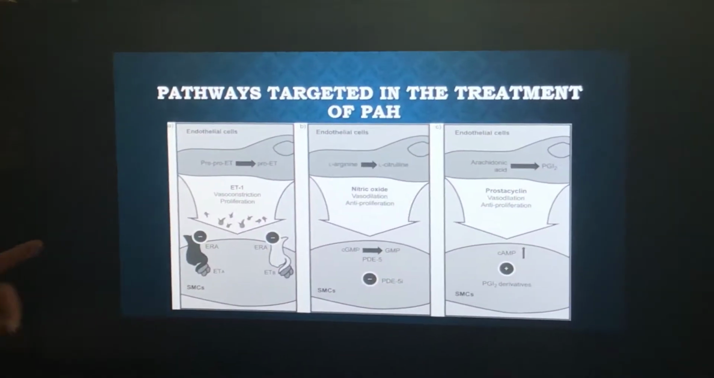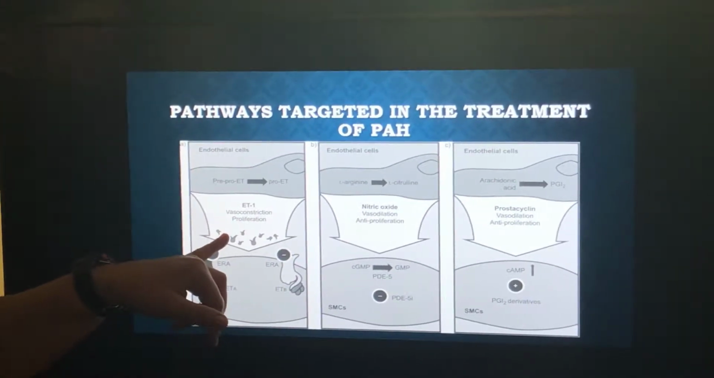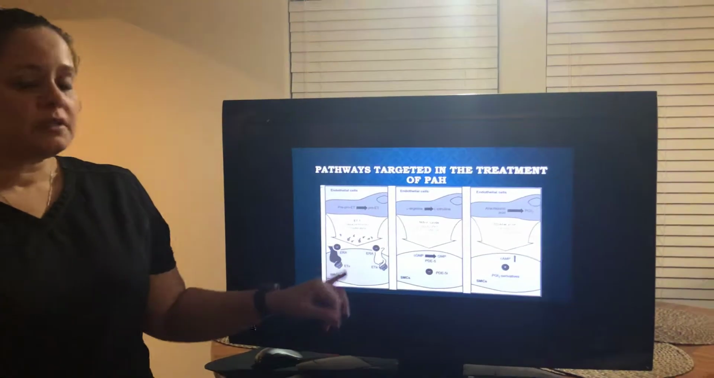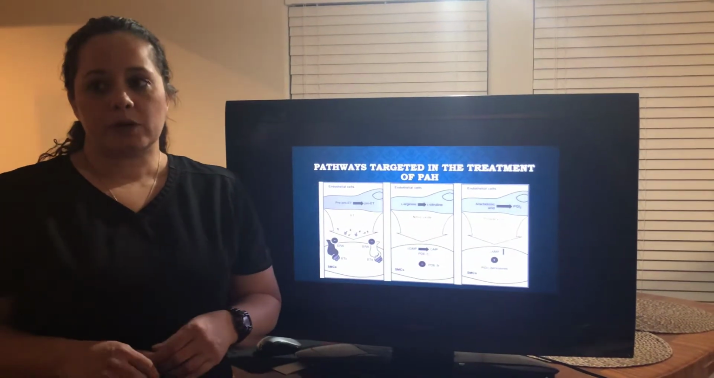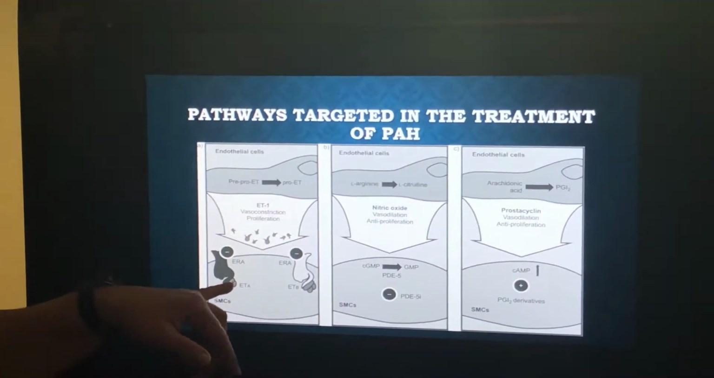There are three pathways that are targeted in the treatment of PAH: the endothelin pathway, the nitric oxide pathway, and the prostacyclin pathway. Endothelin is a vasoconstrictor and promotes cell proliferation, so the medications here work to block the production of endothelin.